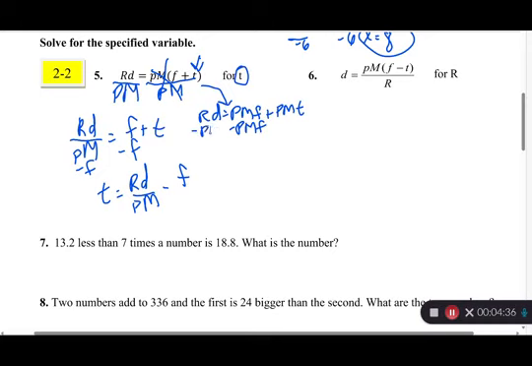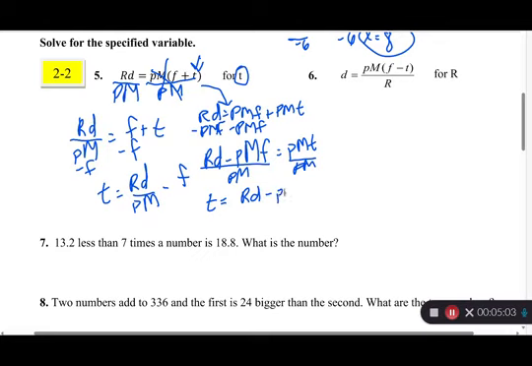So we'll subtract PMF. So you'd have then RD minus PMF equals PMT. So then maybe you're thinking, okay, I still have to get T by itself, so you divide by PM. And you divide this whole side by PM. So if your answer looks like this, that's okay too. Maybe you have RD minus PMF all over PM. So either of these answers is correct. You can think about it either way.